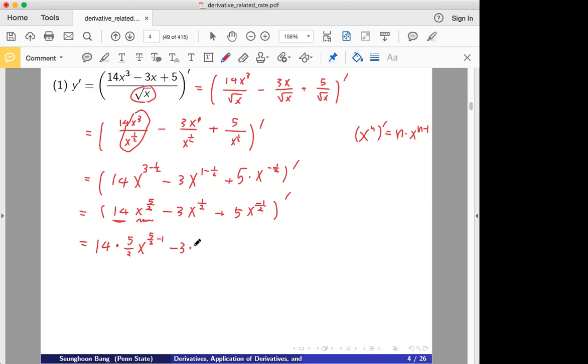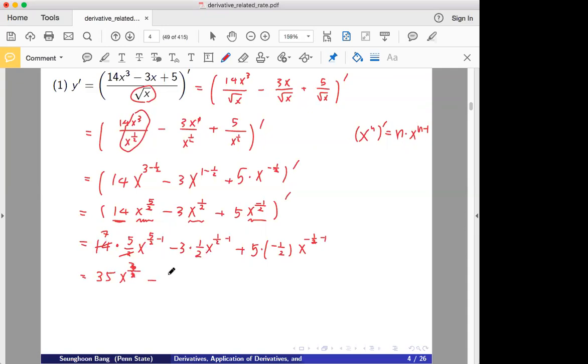Keep negative 3, same. X to the 1 over 2 prime: the power 1 over 2 comes down, x to the 1 over 2 minus 1, plus 5 times the same. X to the minus 1/2 prime: minus 1/2 comes down, x to the minus 1 over 2 minus 1. So simplify. The 2 is crossed out, change 7. 7 times 5 is 35, x to the 3 over 2.